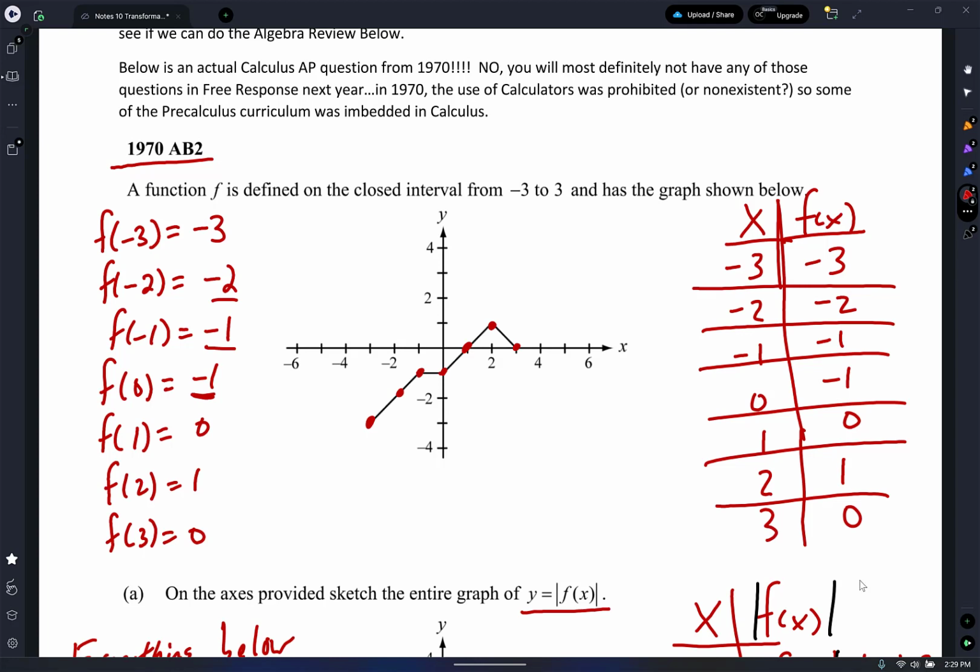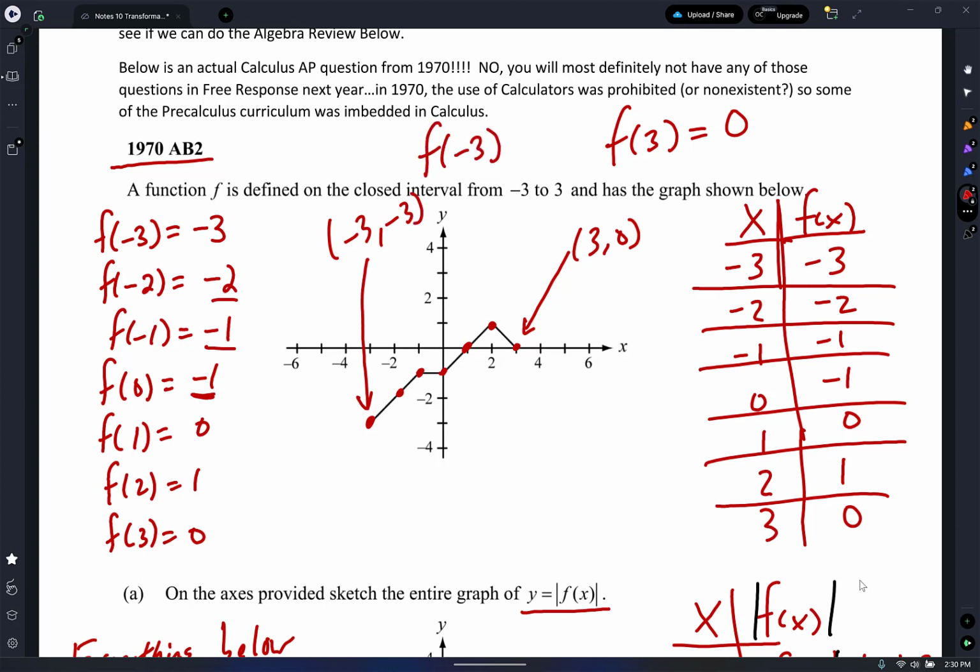How did you get 0 from negative 3? Like, most of your y's are 0. F of 3 is 0. When x is 3, the y value is 0. So f of 3 equals 0. When x is negative 3, you're over here. Negative 3 comma negative 3. So f of negative 3 equals negative 3.